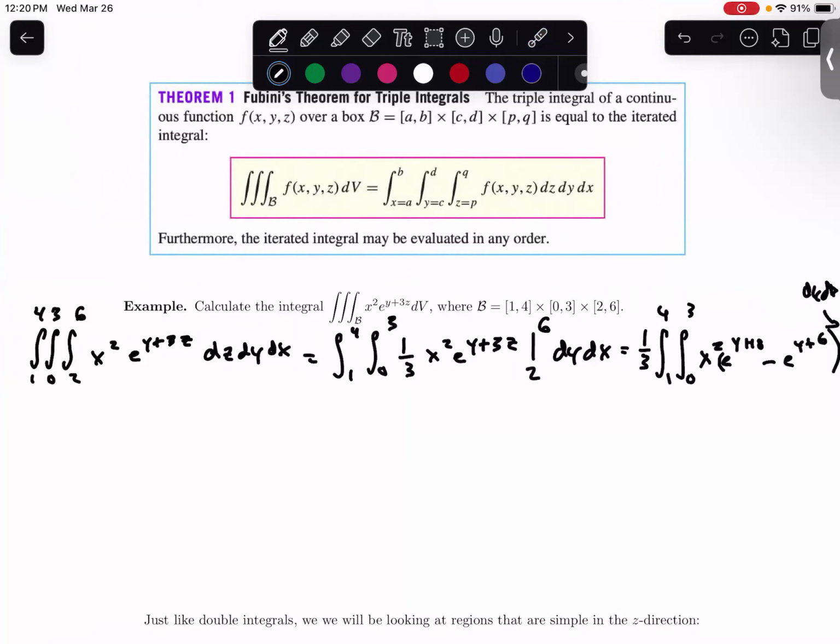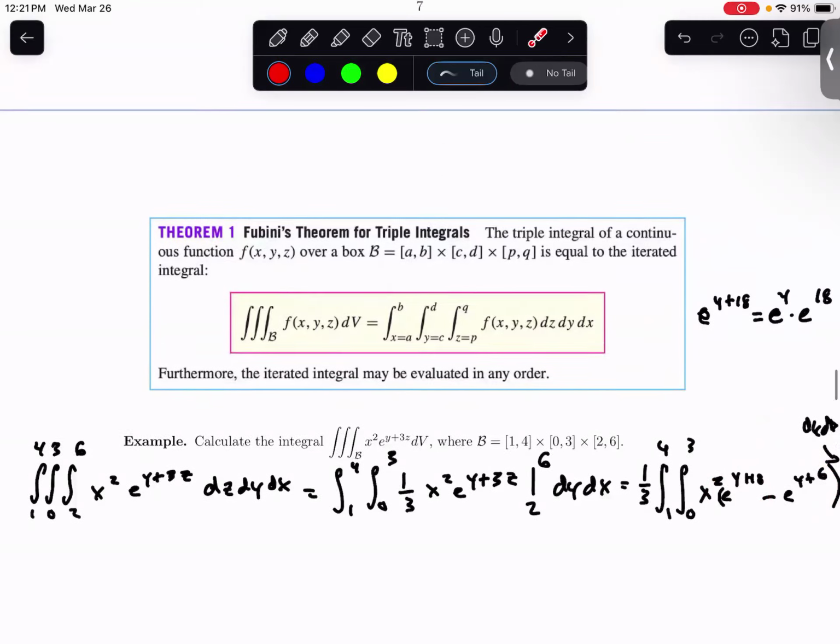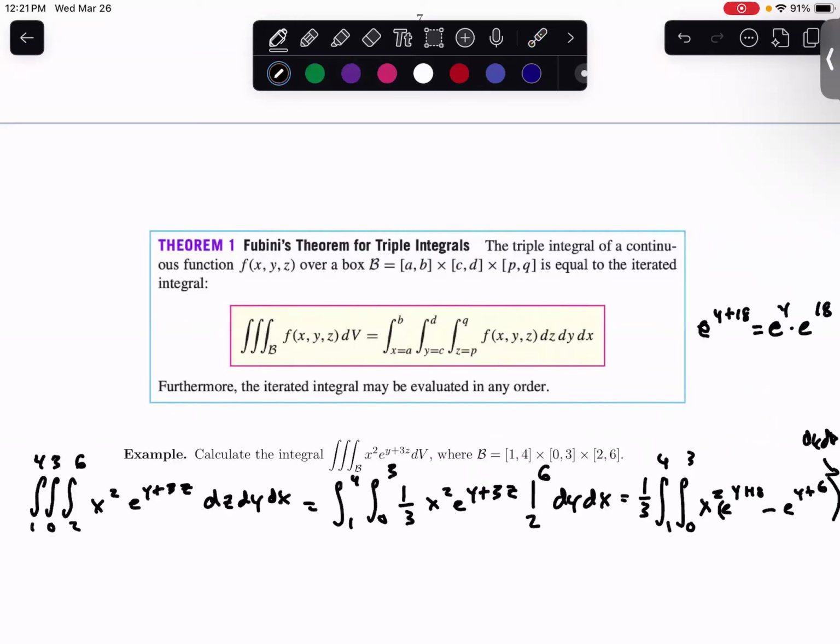All right, you can integrate it as is right here, but you can make things a little bit easier for yourself. You should remember that if you have e to the y plus 18, this is the same thing as e to the y multiplied by e to the 18. So you can write this as e to the y times e to the 18, and then this is the same as e to the y times e to the 6th power. If you have e to the a plus b, it's the same thing as e to the a multiplied by e to the b. That's what I'm making use of here.